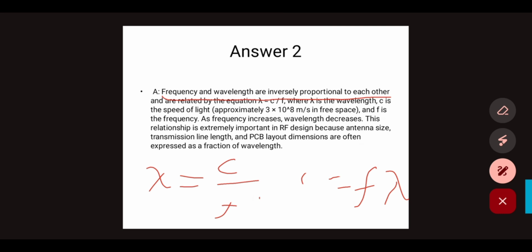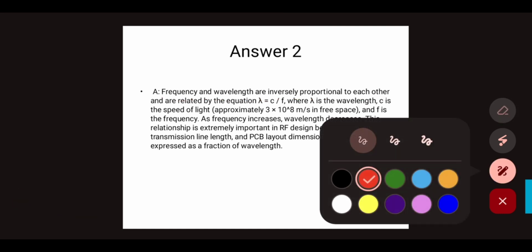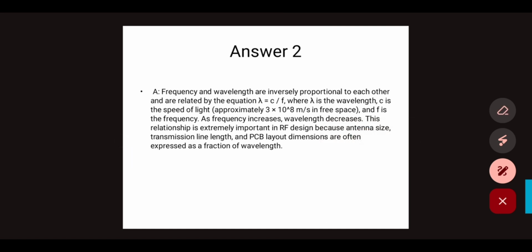This relationship is extremely important in RF design because antenna size, transmission line length, and PCB layout dimensions are often expressed as a fraction of wavelength. For example, transmission line length. In PCB designing, there is something called critical length. For example, lambda divided by 10, the wavelength divided by 10. This is called the critical length.